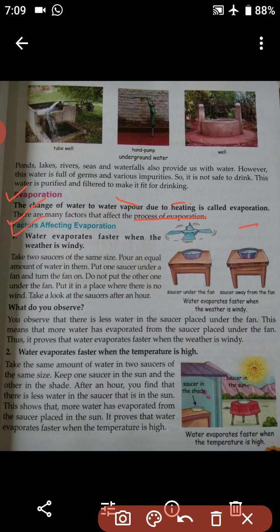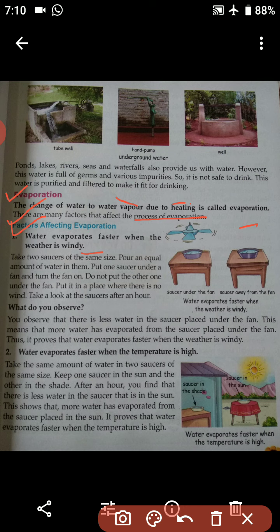Factors affecting evaporation. Number 1, water evaporates faster when the weather is windy. So students, in number 1 it is said that water will evaporate faster when the weather is windy. That means when there is wind in the weather.